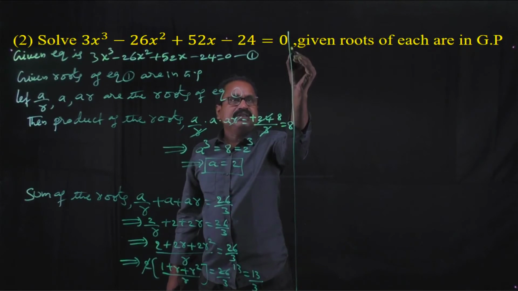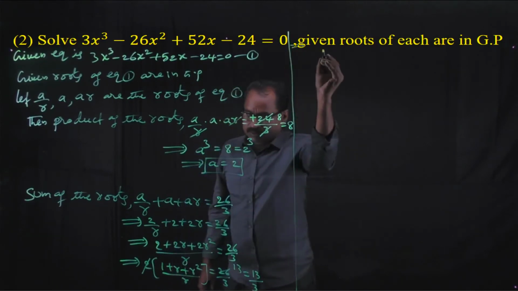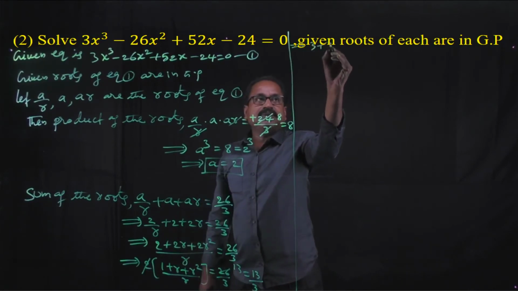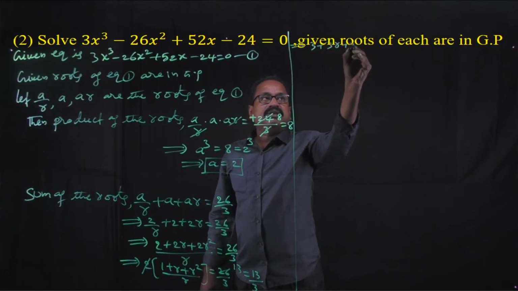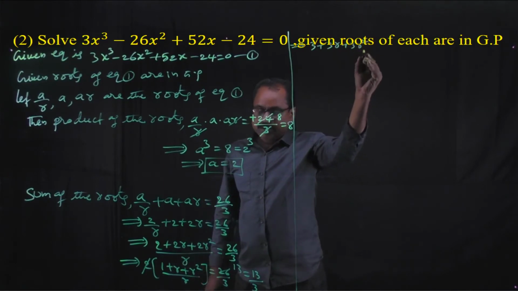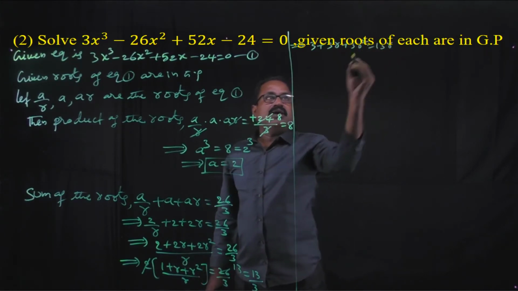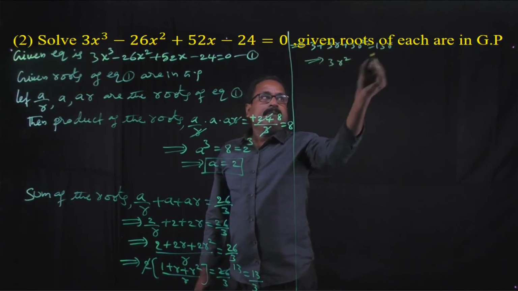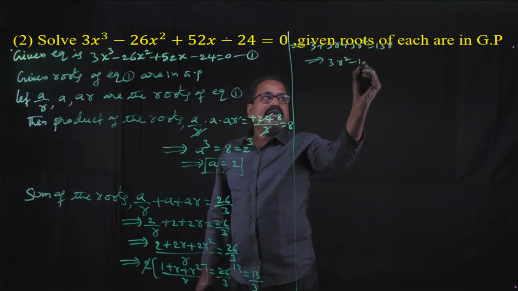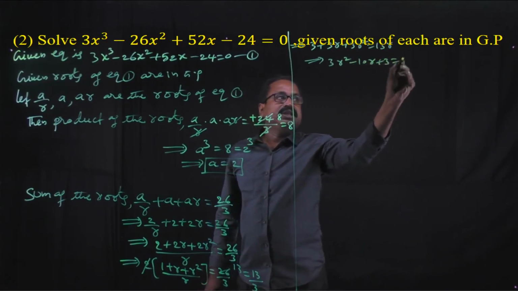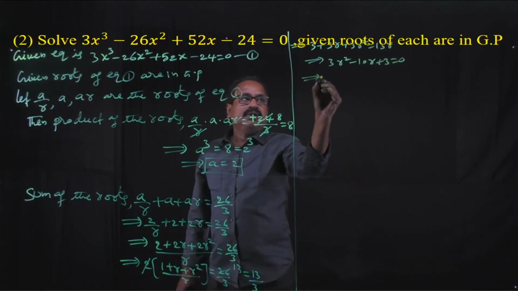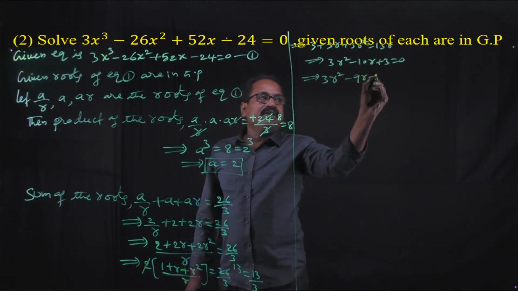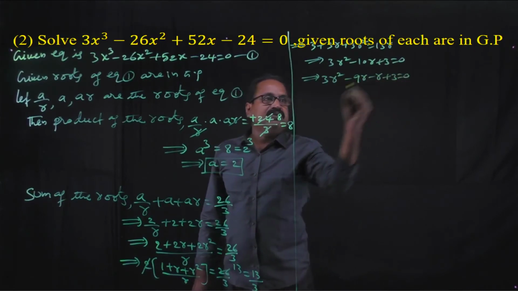So this implies 3 plus, now cross multiplication, 3r plus 3r square is equal to 13r. So this implies 3r square minus 13r plus 3r, minus 10r plus 3 is equal to 0. Here 3r square minus 9r minus r plus 3 is equal to 0.